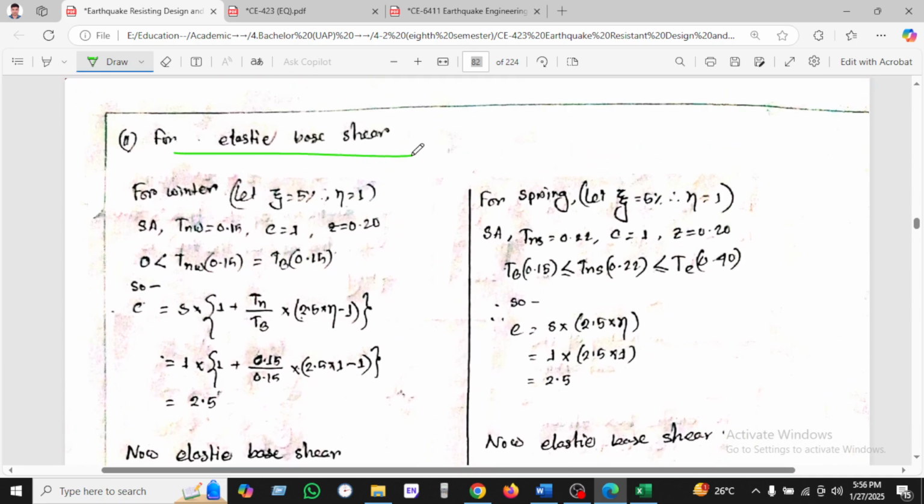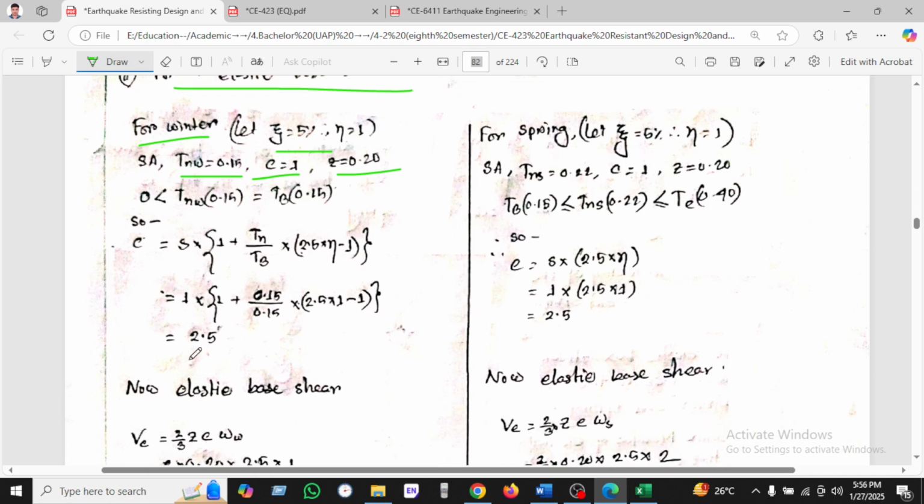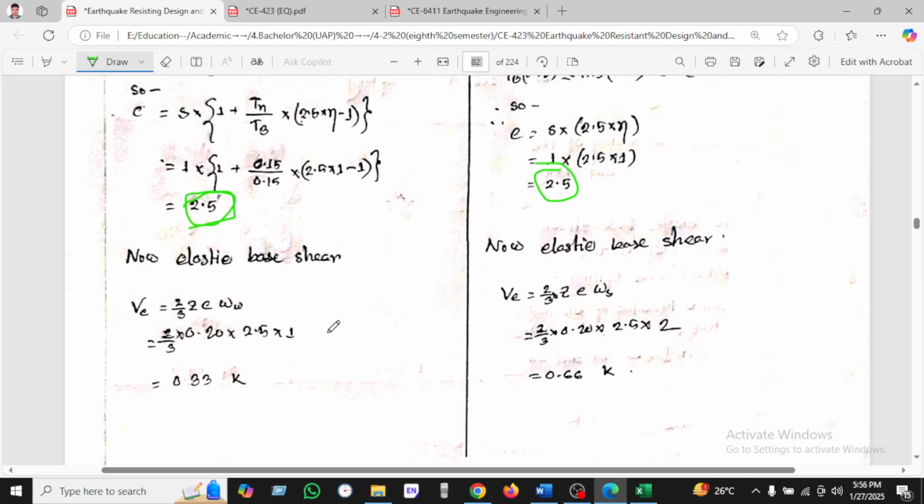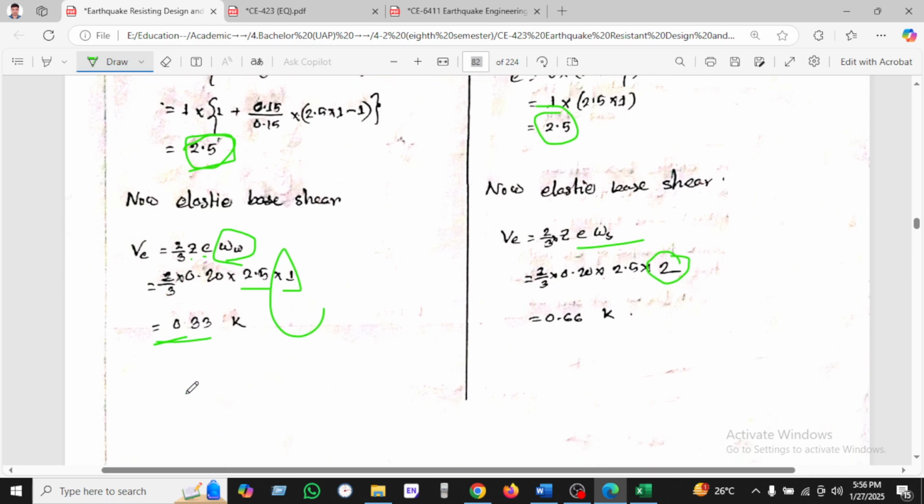And now we're calculating the elastic base shear for winter. We have damping ratio 5%, and we're taking CT and Z values, and found C value 2.5. For spring, we also found C value 2.5. So for the elastic base shear, we have taken all values. The W value changes, which is taken 1 for winter and 2 for spring, that's why we see the base shear is 0.33 and 0.66.